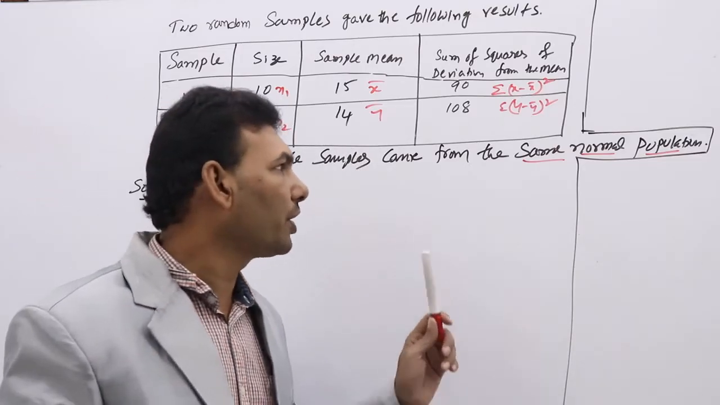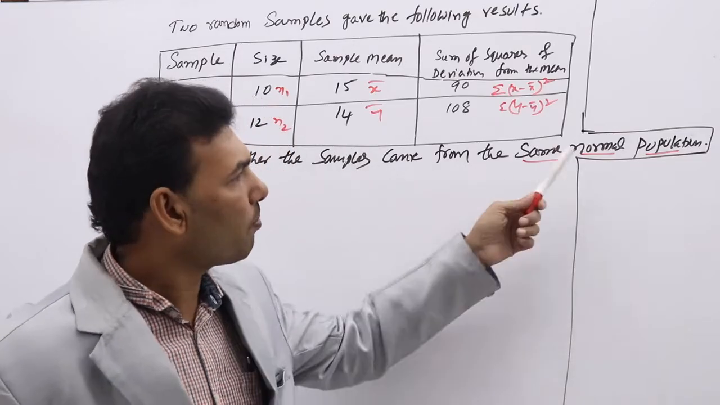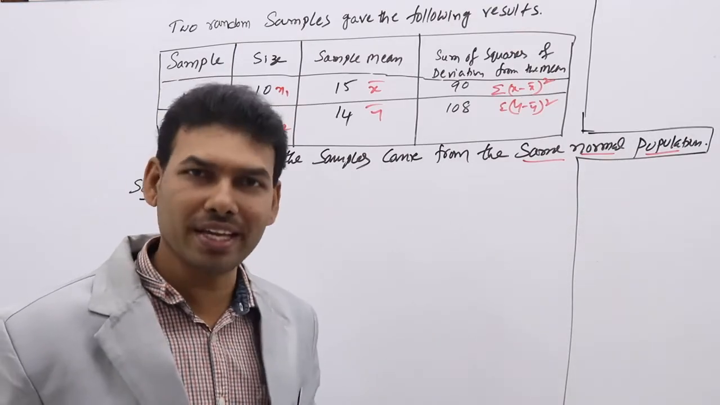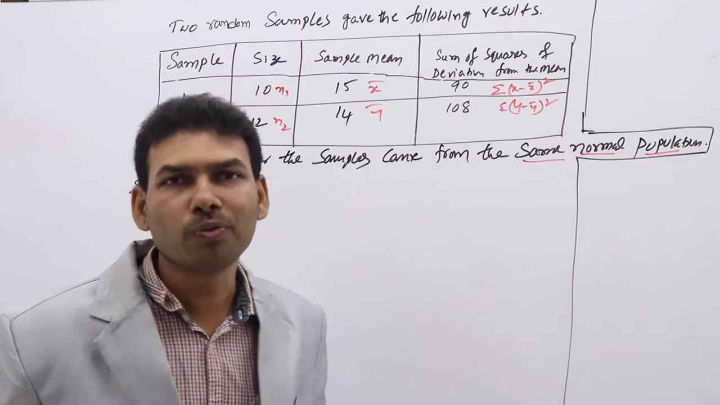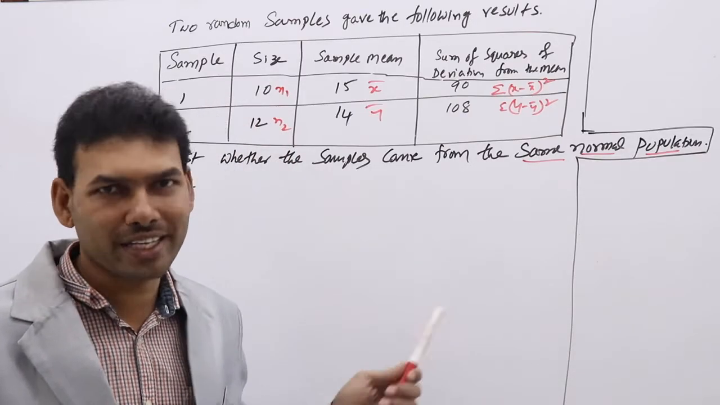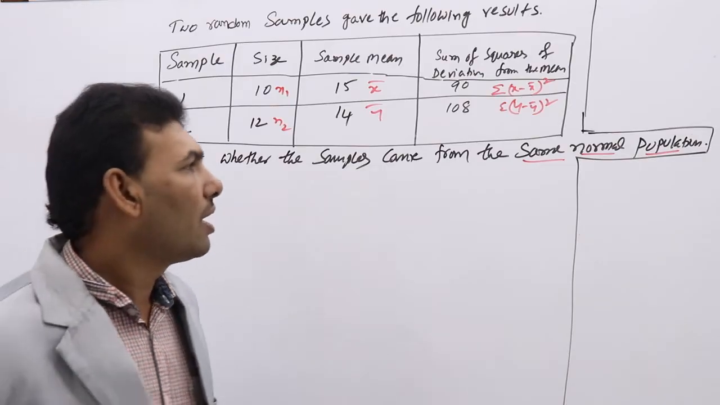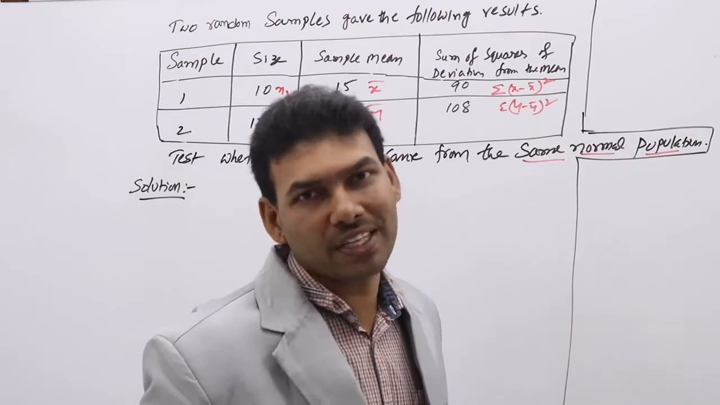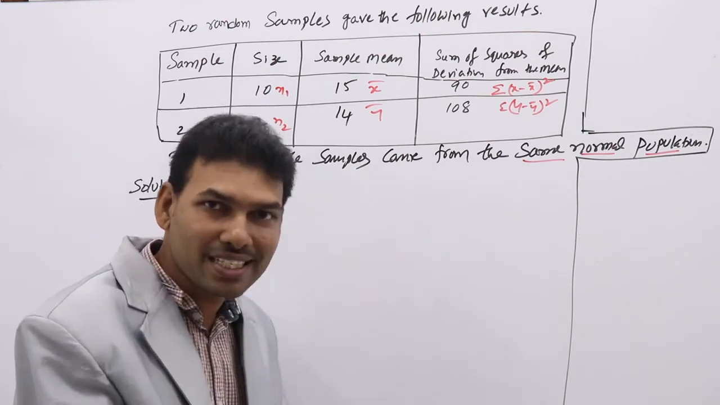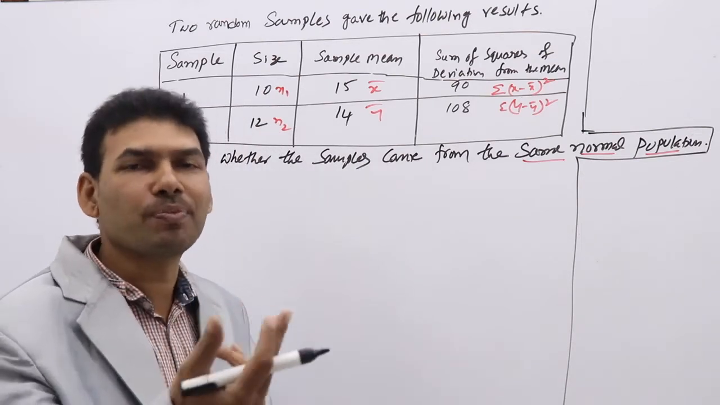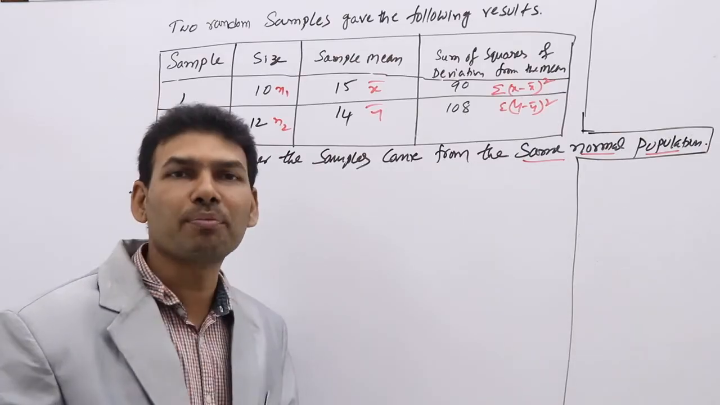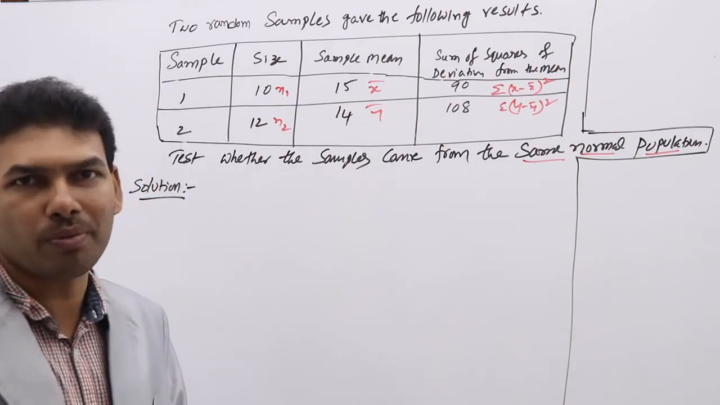Whenever you have this wording, test whether the samples came from the same normal population, you need to check whether the populations have the same mean and the same variance. That means you need to do a variance test for equality of variance using the F test, and a T test for difference of means. You need to perform two tests. If you get accept H0 as the conclusion in both tests, then we can say the two samples are drawn from the same normal population.